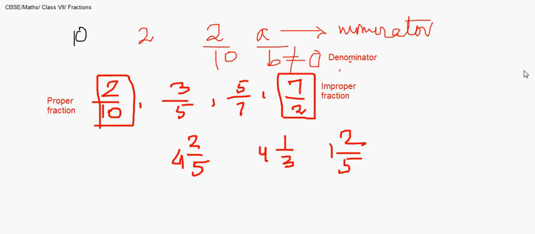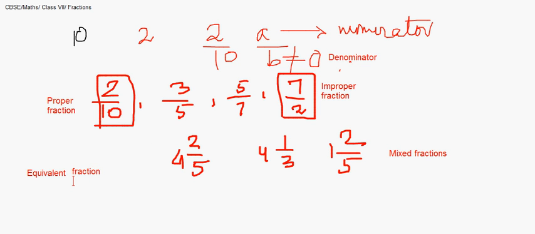Then I think you have equivalent fractions. We move on to equivalent fractions. Equivalent fractions are different fractions which actually represent the same value. But these are, sorry, these are mixed fractions. I forgot to write it there. Now what are equivalent fractions? I said these are those fractions which represent the same value.